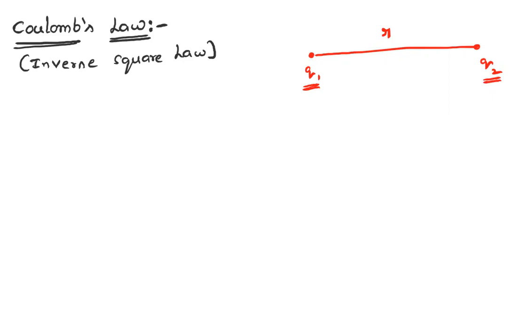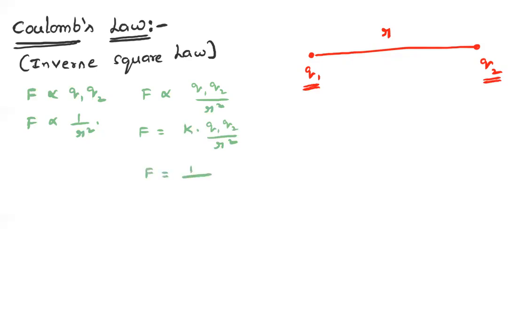The force of attraction or repulsion between the two charges is directly proportional to the product of the magnitude of the charges, and inversely proportional to the square of the distance between the two charges. That is, F is proportional to Q1 Q2 by r square. To remove proportionality, we place a constant K. From experimental observations, K is 1 by 4 pi epsilon naught, so F equals 1 by 4 pi epsilon naught times Q1 Q2 by r square.